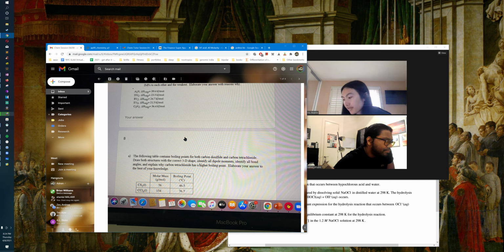Yeah. Okay, so we have carbon disulfide and carbon tetrachloride. And we'll finish in a few minutes. Let's see. Draw both structures with the correct 3D shape. So you're going to draw a Lewis structure, and then you're going to try to draw it with the bond geometry. Do you remember that stuff? Yeah.